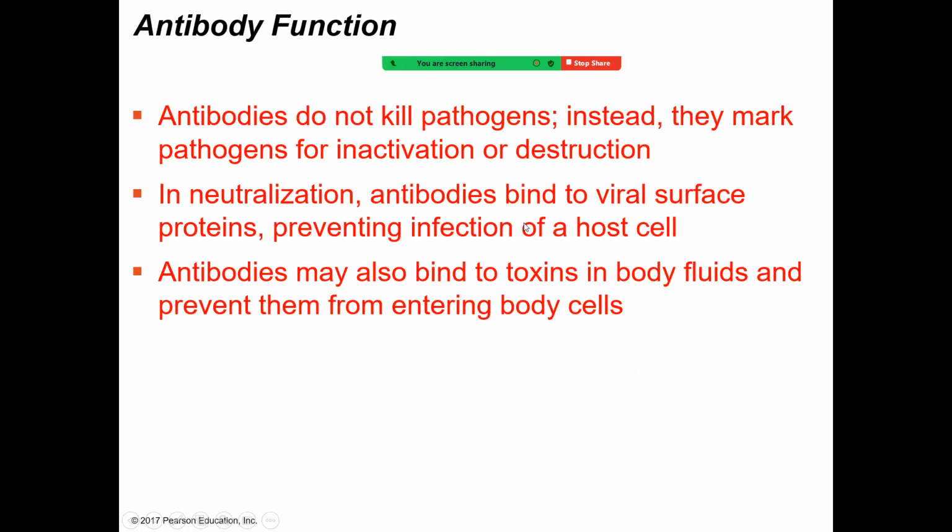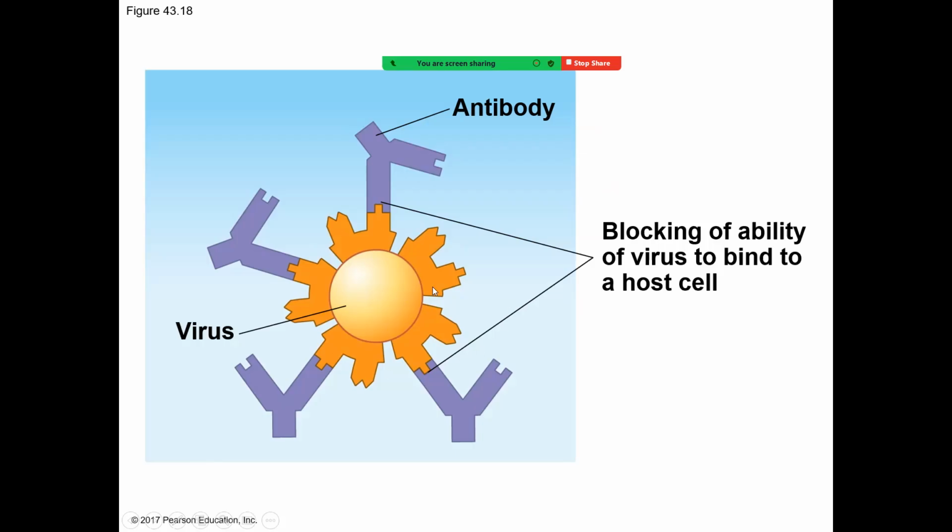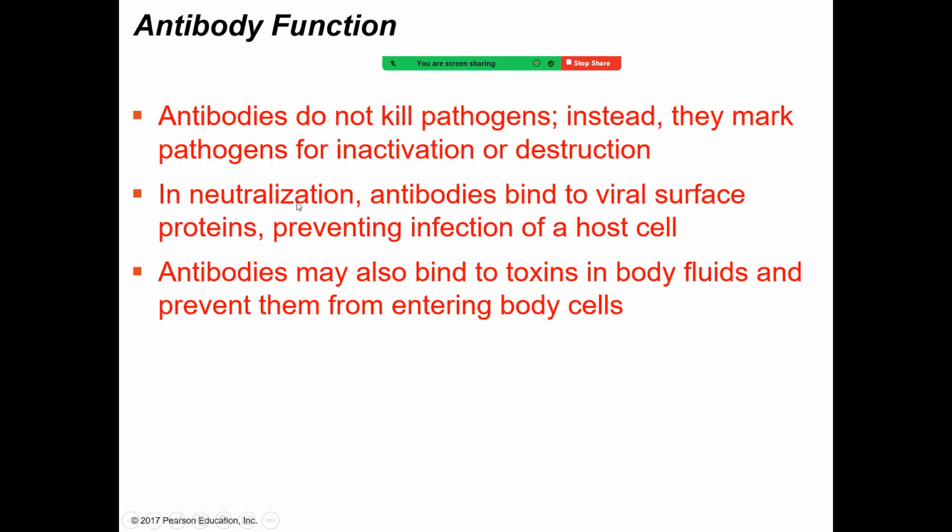Neutralization is a process where the antibodies bind to the surface of either a bacterial cell or a virus. And in the case of a virus, this helps to prevent infection of the host cell. So we know that in most viruses, those proteins that we find on the surface are essential for getting into the host cell to actually cause infection. So here's an example in this picture. Here's your virus. If you have antibodies binding to these proteins on the surface, this will prevent this virus from being able to infect host cells. So this is a neutralization process.